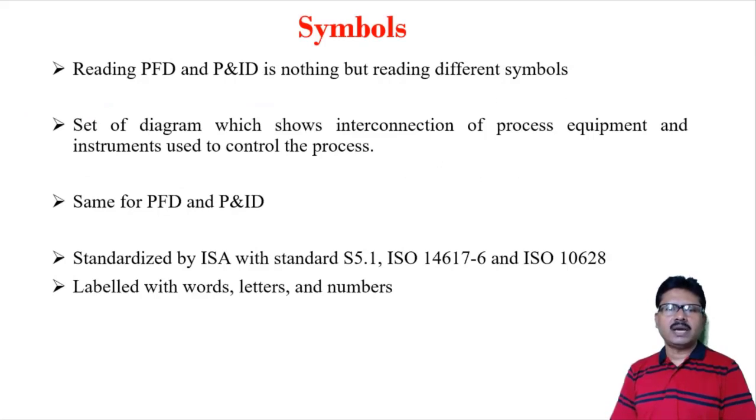Reading a process flow diagram and piping and instrument diagram is nothing but reading the different symbols. So we need an in-depth idea of the different symbols of equipment and instruments. Symbols are a set of diagrams which show the interconnection of process equipment and instruments used to control the process. Symbols are standardized by the International Society of Automation with the standard S5.1, ISO 14617-6 and ISO 10628. These symbols are also labeled with words, letters and numbers to further identify and specify the components that they represent.